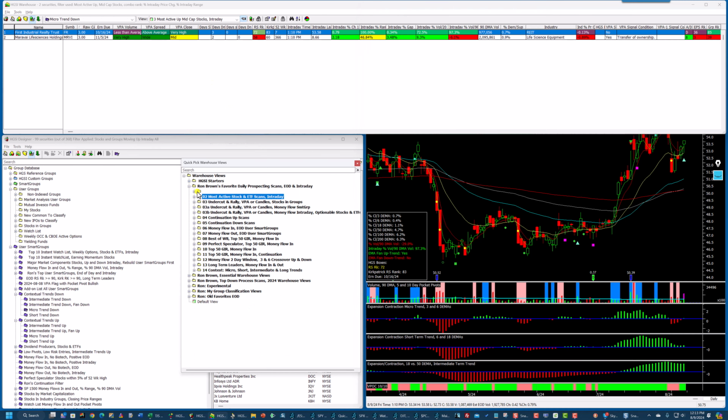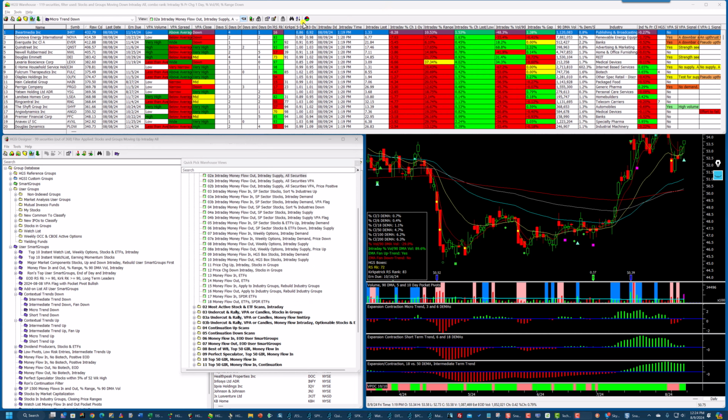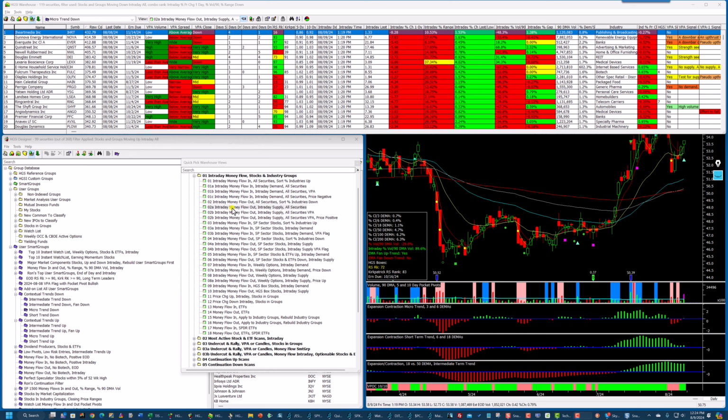Now I'm going to go back to the money flow, and I'm going to go to intraday money flow out. So here's intraday money flow out. This scan is right here, that's number 2A that I'm using, and these are stocks that as of last night in the micro trend down, we're headed down. You can see they're in this column. The 3 is below the 6, and these are following through today.